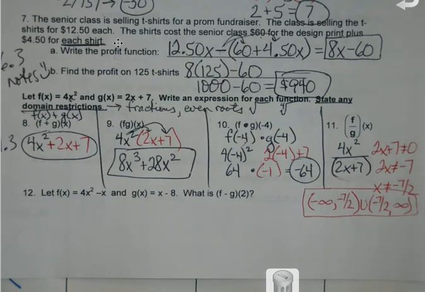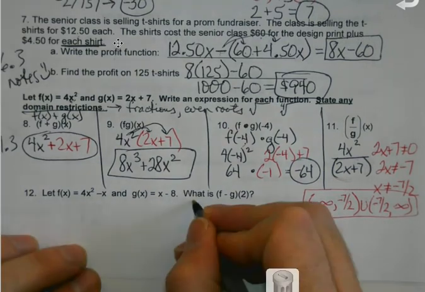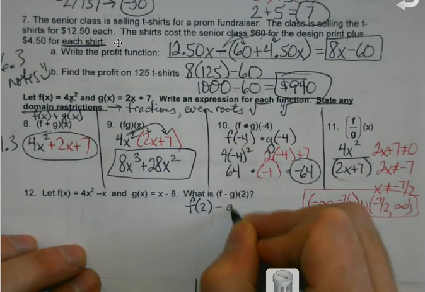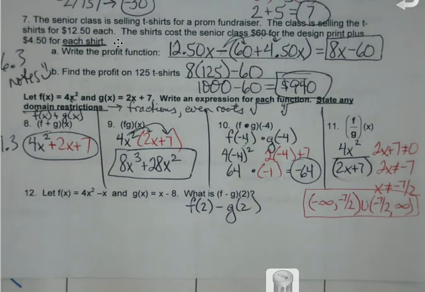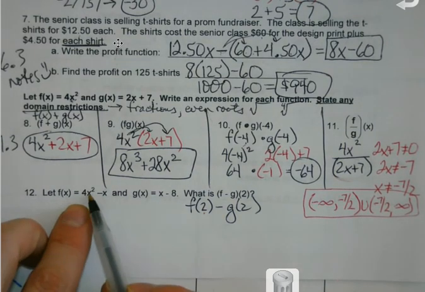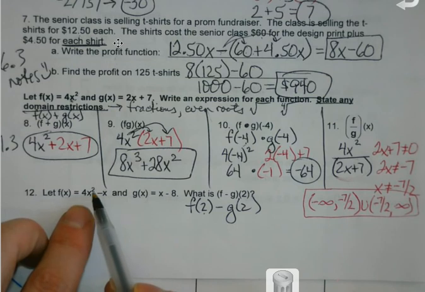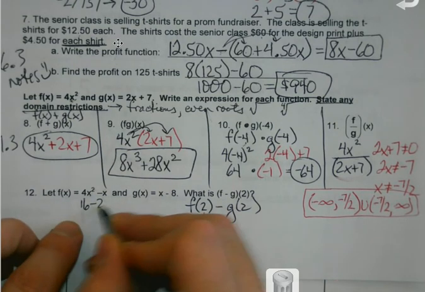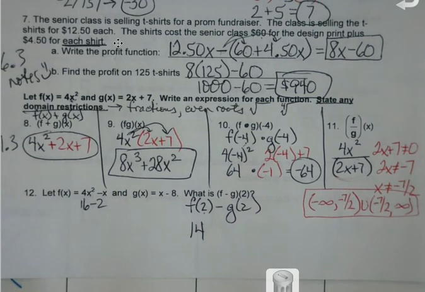All right, let's see what else we got here. f of x and g, what is f minus g of 2? This is kind of like number 10 was up above. I personally like doing this, where I literally plug the 2 in, get an answer, then just minus them. So like here, if I plug in the 2 for x, 2 squared is 4. 4 times 4 would be 16 minus 2. Okay, so that'd be 14.